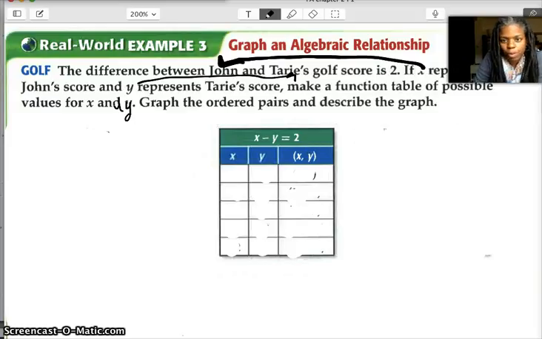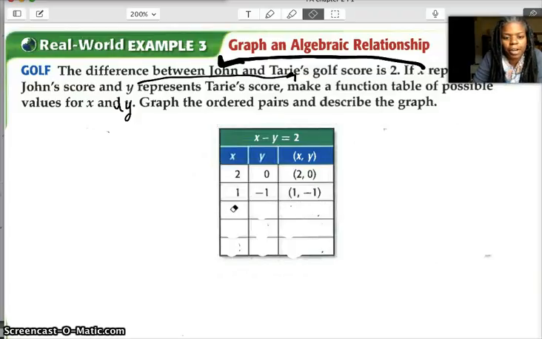With that in mind, what we'll do is choose some values for our x, or for John's scores. For instance, if John's score were 2, Terry's score would have to be 0 in order for the difference to be 2, to satisfy this equation. So that gives us an ordered pair of (2, 0). Also, if John's score were, let's say, 1, Terry's score would actually have to be -1. Why? Because remember, we need to follow this function. So 1 minus -1 is going to give me 2.